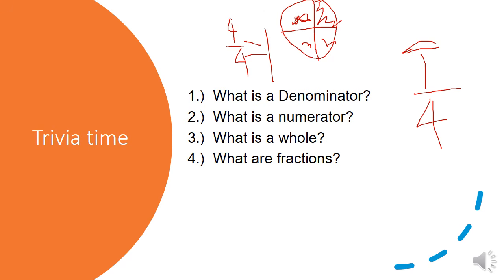All right, guys? And then this relates to the first question, because remember I said 5/8. 5/8, the denominator is 8 and the numerator is 5. And then the whole is 8/8, right, guys? And then that is equivalent to 1.